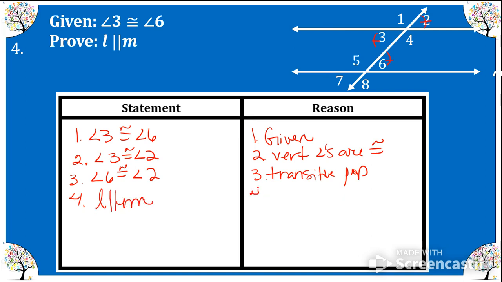So this is going to be the corresponding angles converse. Okay, so we use the corresponding angles converse. So 3 and 2 are vertical, congruent, 2 and 6 are congruent. Therefore, the two lines are indeed parallel.